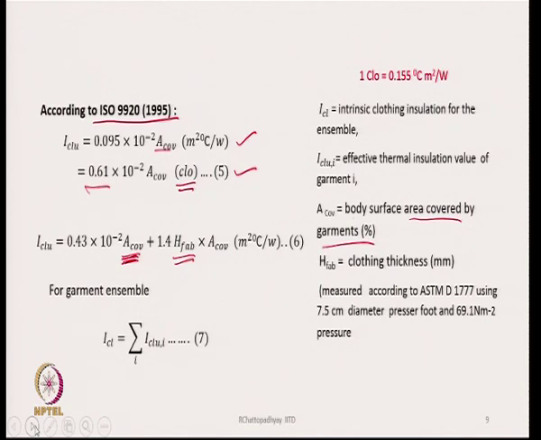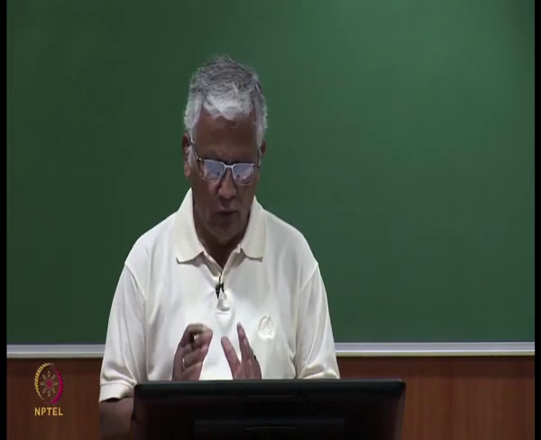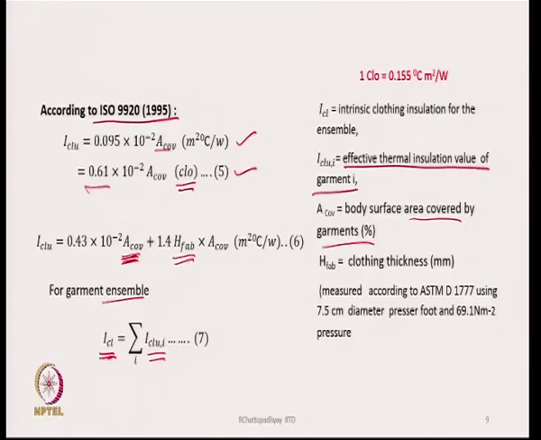For a garment ensemble, when a person is wearing various types of garments together, we can find out the overall insulation value of the ensemble. How? I C L for a garment ensemble is the sum of I clue i, that is, the I clue value of the individual garments. A person may be wearing inner clothings, one shirt, and on top of it some more jackets or sweaters, trousers, socks. So, if I know the I clue value, that is, the effective thermal insulation value of each garment, and there may be 8-10 garments that make the ensemble, I simply sum them together and get the total insulation value.